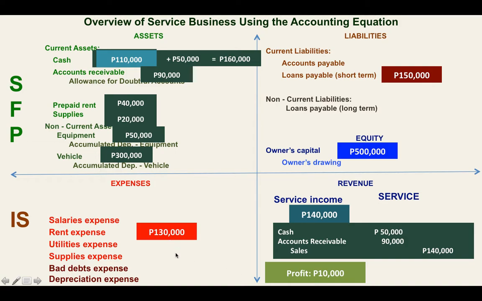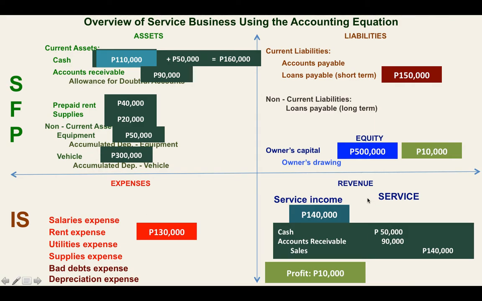So class, we have also learned from basic accounting that revenue and expenses are nominal or temporary accounts which we have to close at the end of the year. So assuming that this is our operations for the whole year, we are going to close revenue and expense, and the difference will be added to the owner's capital if it is a profit. If it is a net loss, it will be deducted from owner's capital. In this case, there's a profit of 10,000, so it will be added to owner's capital and revenue and expense will be closed.